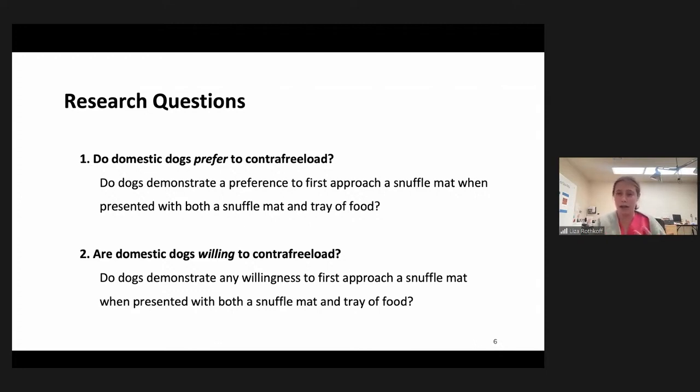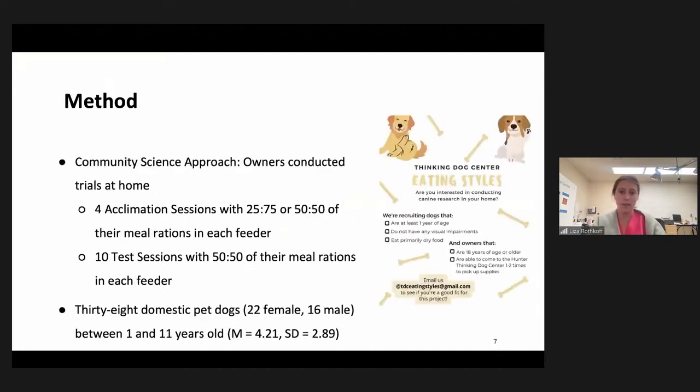And then we also wanted to know if dogs were willing to contra freeload. So would the dog put any effort at all to approach the snuffle mat first out of 10 trials when also presented with a tray of food simultaneously? To test this, we used a community science approach. We asked owners to come pick up supplies from our lab in New York City, and then they conducted the trials at home.